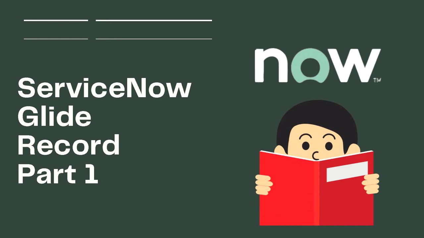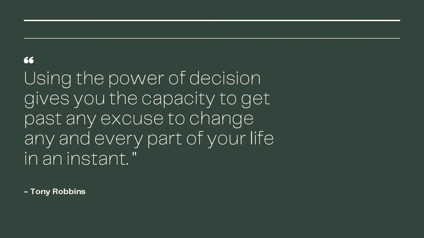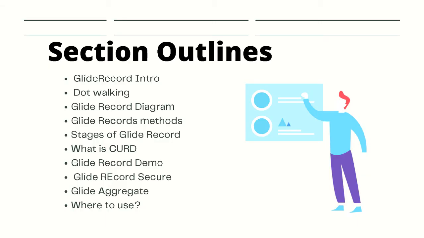In this tutorial, we'll be looking into the ServiceNow GlideRecord. This will be the first part of the series. So let's start the tutorial with the code. Till now, we have reviewed where we can apply script and introduced the concept of an API. It's time now to look at our first API.